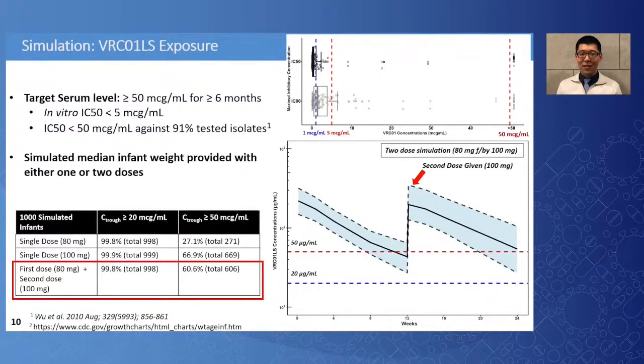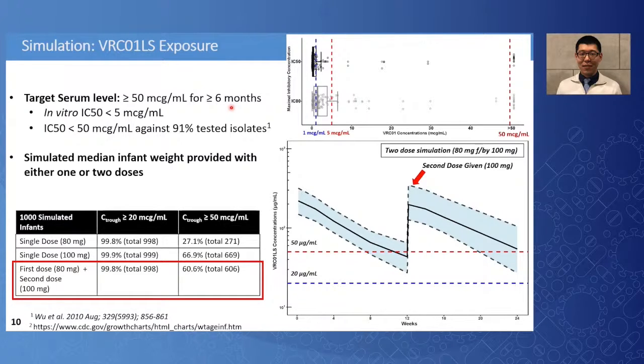For the Monte Carlo simulation, we simulated patients receiving a single subcutaneous dose of 80 mg, 100 mg, and sequential 80 mg followed by 100 mg after 12 weeks. For the study, the target VRC01 serum level is greater than 50 micrograms per ml for greater than 6 months, which is 10 times higher than the in vitro IC50 concentration of 5 micrograms per ml. This can neutralize the majority of circulating viral strains.